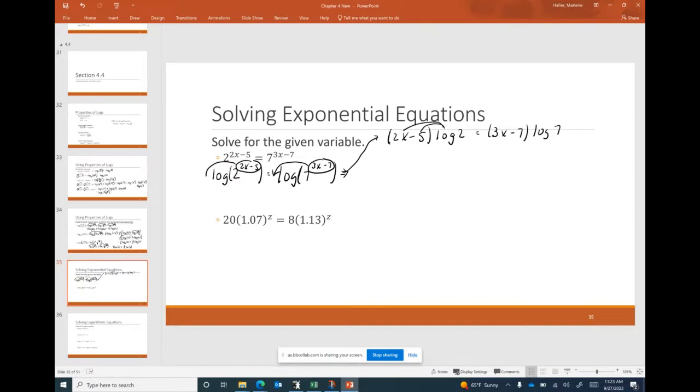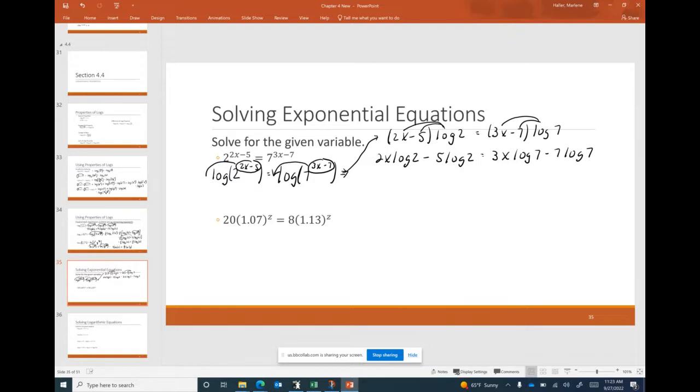And I'm going to distribute log 2 to both terms in the parentheses there. So then I'll have 2x times log 2 minus 5 log 2. And that's going to be equal to, I'm going to do the same thing over here, I'm going to distribute that log 7. So that'll be equal to 3x log 7 minus 7 log 7.